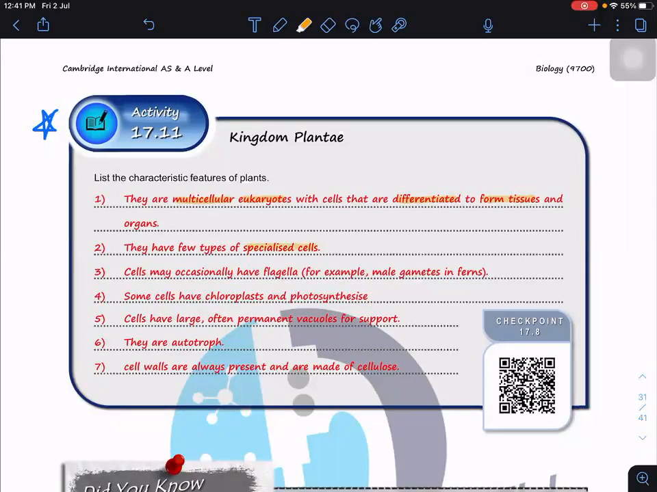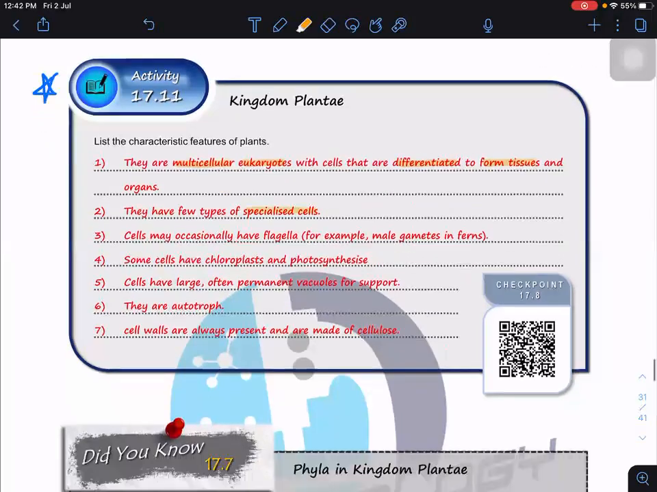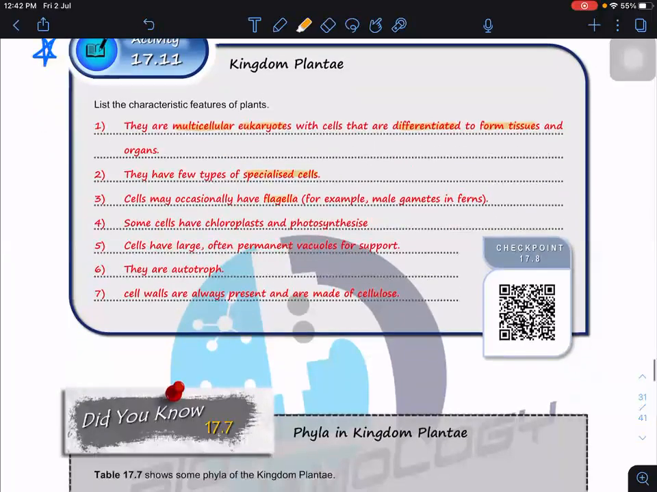For example, they can specialize into the vascular bundle. They can specialize into the mesophyll cells, right? Some of the cells may have flagella, not all. They have the chloroplast and carry out photosynthesis. So they have the large permanent vacuole for support. They are autotrophs, with cell wall of cellulose.